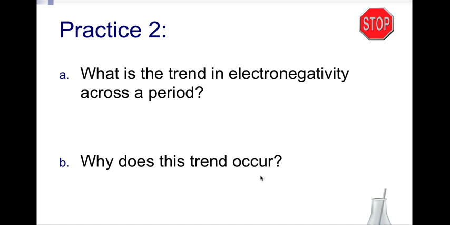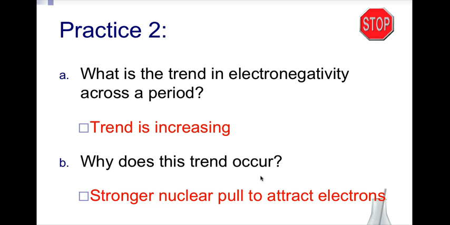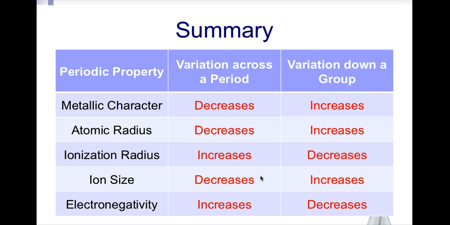So what is the trend in electronegativity as we go across a period? It will increase. And why does this happen? It's because we have a stronger pull on the electrons from the nucleus. So here's a summary of what the trends are.